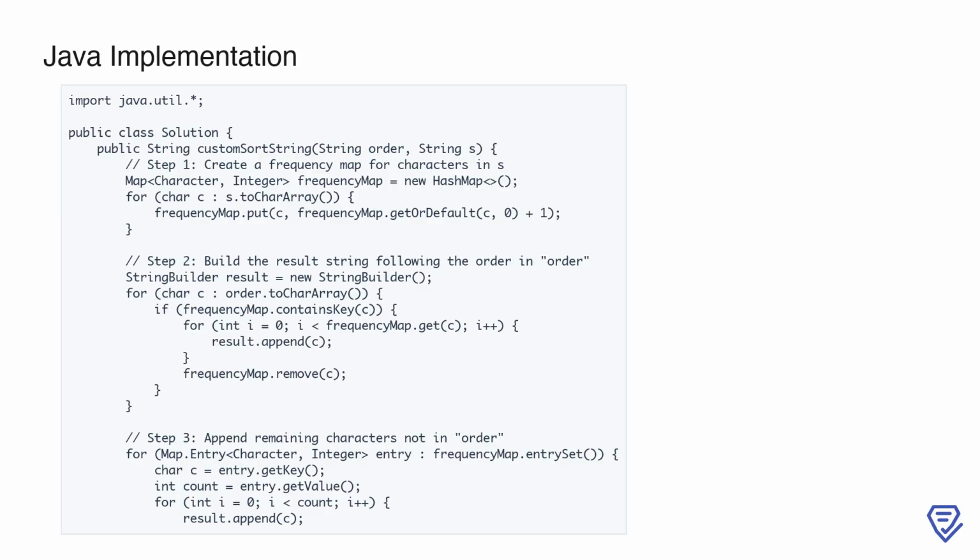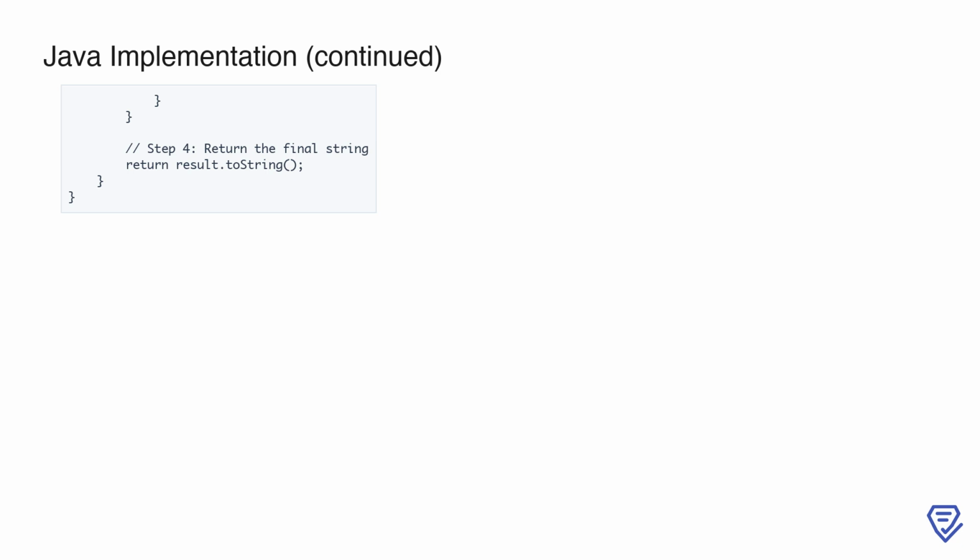Next, we use a string builder to construct the result string. For each character in order, we check if it exists in our frequency map. If it does, we append it to the result string the number of times it appears in S, based on its frequency. Once processed, we remove the character from the map to avoid duplication. This ensures that the characters in S are added to the result string in the correct order as specified by order. After processing the characters in order, we handle any remaining characters in S that were not part of order.